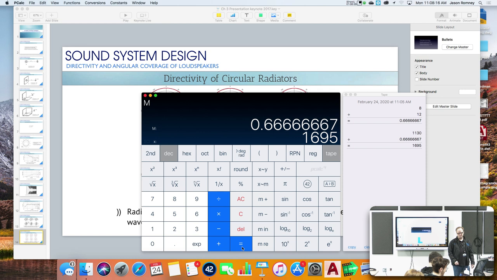So those are the things I want you to understand. Frequency response changes when you go off axis. Things get quieter. Yes, they get quieter, but really frequency response changes. And size of the loudspeaker dictates what frequencies it's able to control.